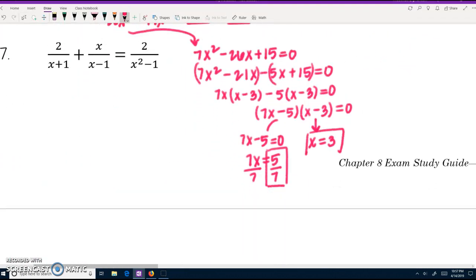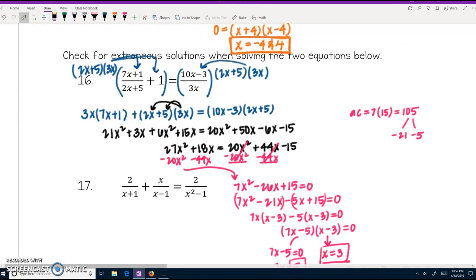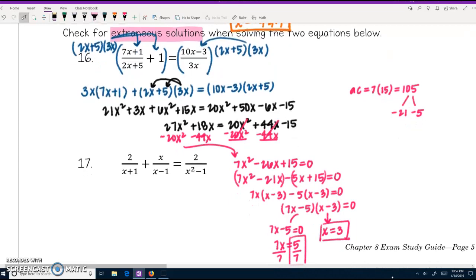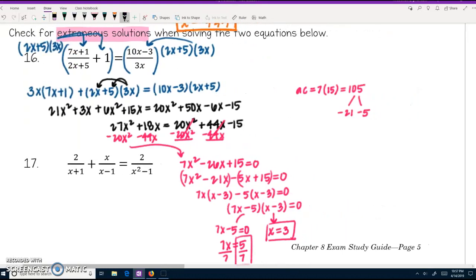5/7 and 3. Now this section told us that we need to go back and check our solutions. We have to check for extraneous answers. So what we want to do is take those two solutions and plug them back into the original equation. Now 3 is probably going to be a little bit easier to work with here, but we're definitely going to be able to do 5/7 as well. So let's check things out over here.